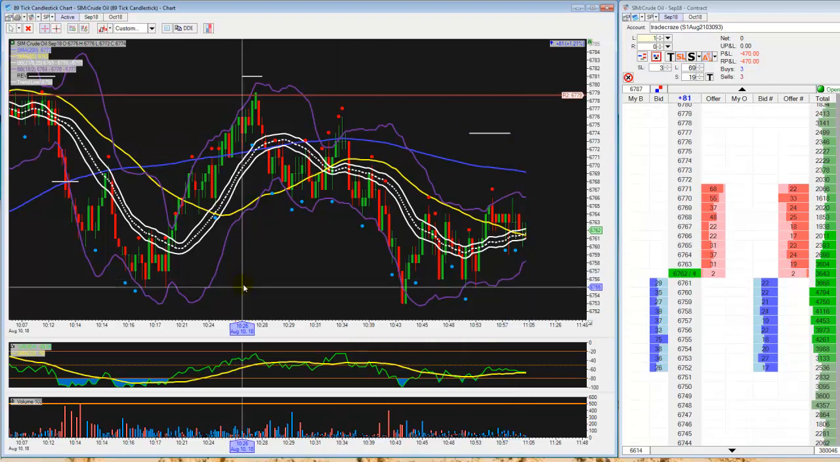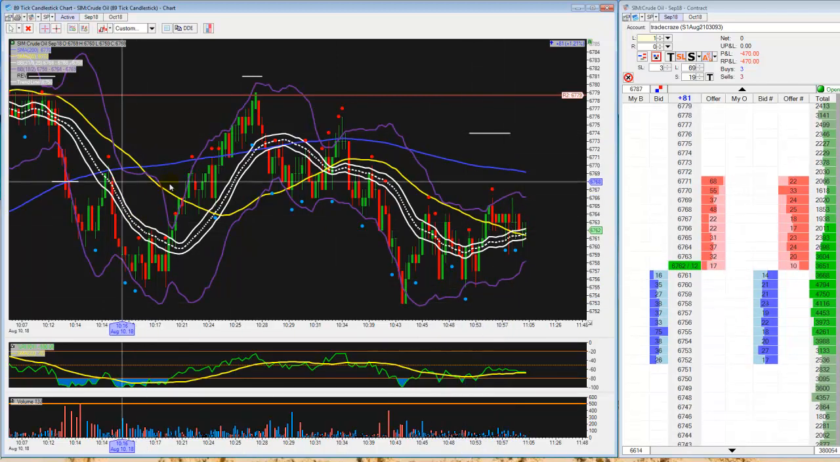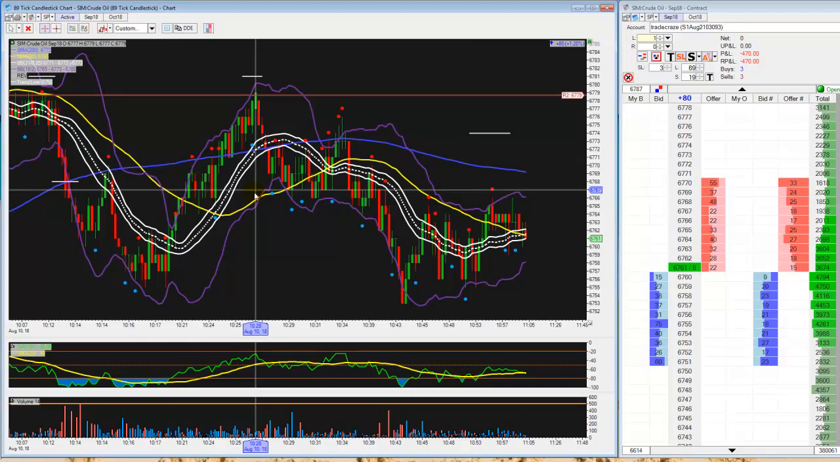So if we go lower than this, then we're coming down. Eventually, when we run a 1P target, that's when you're locking in 2 to 3 ticks.